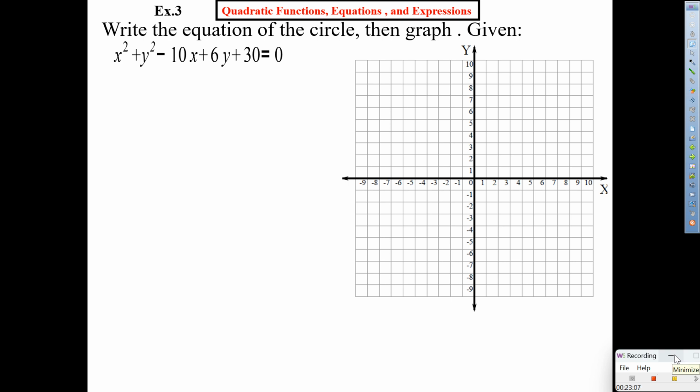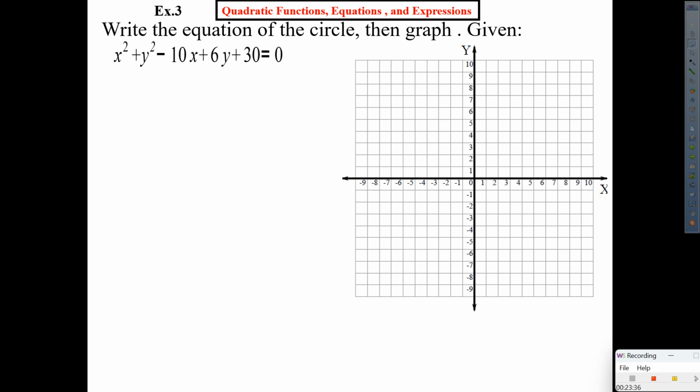Example 3 reads, write the equation of the circle, then graph. Given x^2 + y^2 - 10x + 6y + 30 = 0. Copy that, set up a coordinate plane to the right of that from negative 10 to 10, and leave plenty of space for the equation so that we can do a lot of work. It's going to require some work there. Copy that. So, y'all ready? All right, here we go.